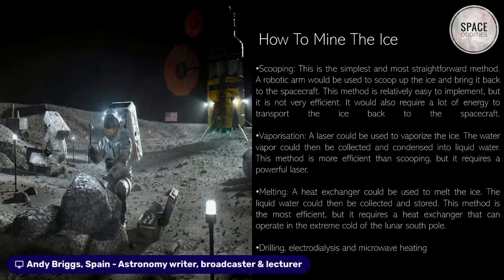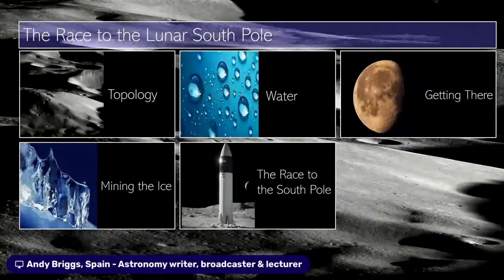You could use a heat exchanger to just melt the ice and collect the liquid water. And there are other methods they're looking at, including just straight drilling, something called electrodialysis, and heating the ground with microwaves to release the water held up in it. But there are lots of people working on this. So by the time that humans are ready to start mining the ice on the moon, then hopefully we'll have a good method of doing so.